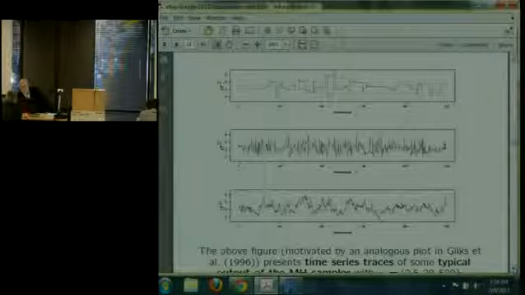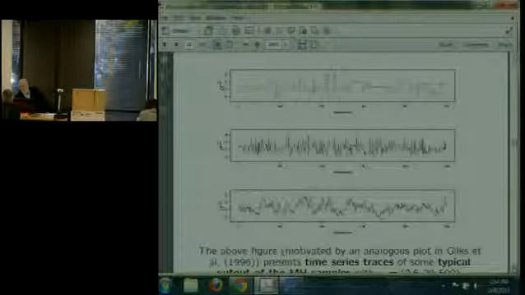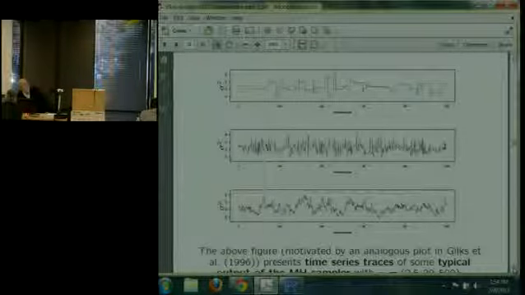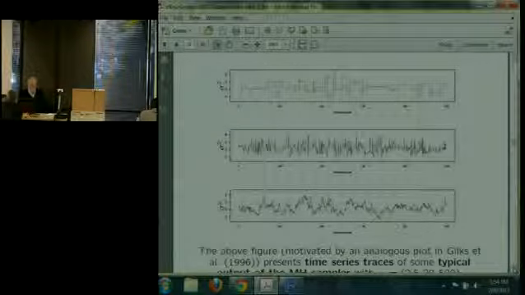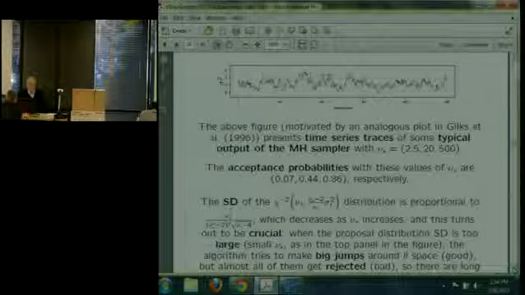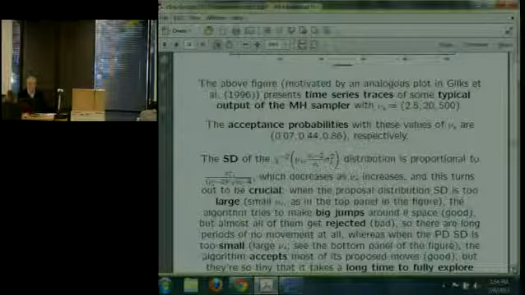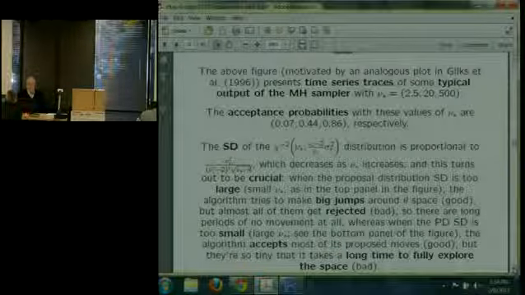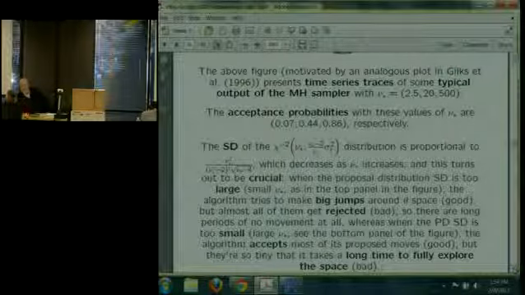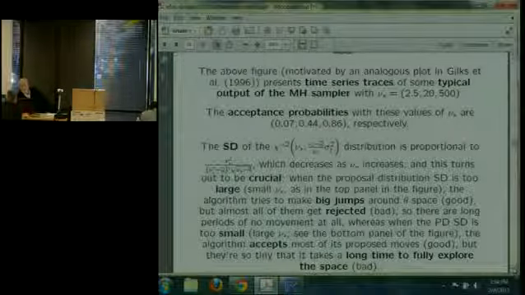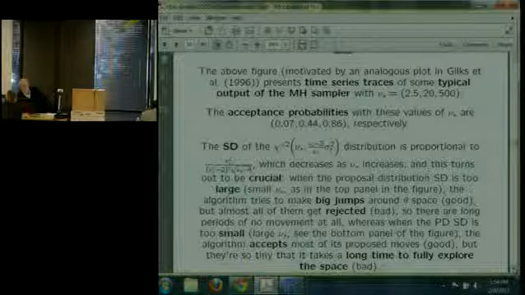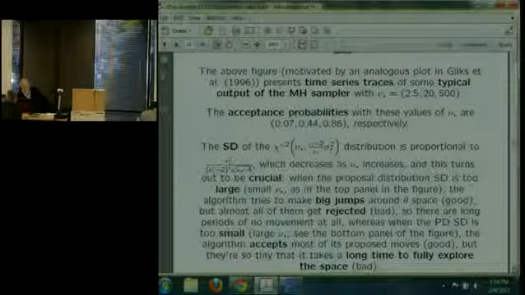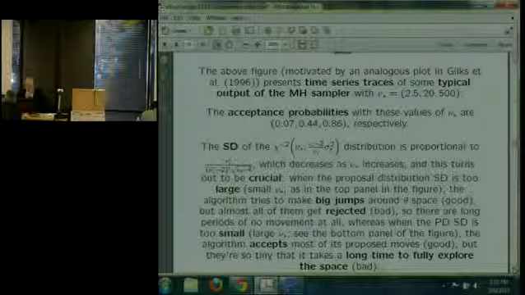It does have a few places where it's behaving in a blocky fashion, but it also moves around quite a bit and avoids being too sticky as well. So these are time series traces of some typical output of the sampler with that nu star tuning constant ranging from 2.5 to 20 to 500. And those acceptance probabilities correspond to only 7% when nu star is small, all the way up to 86% when it's large, and there's the magic number 44% in the middle when it's in the middle.